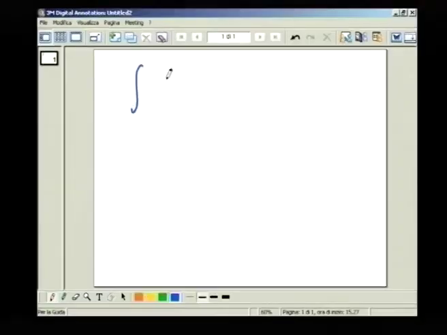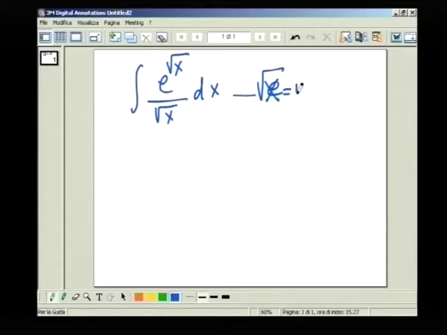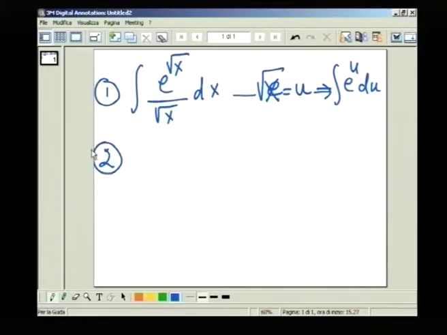When you have, for example, an integral of, let us say, e to the square root of x divided by square root of x dx. So your substitution would be, for example, square root of x is equal to u. And with this, this would change into e to the u du, because you have times 2. This is the first method of integration. So in other words, there are a few methods, as I said.